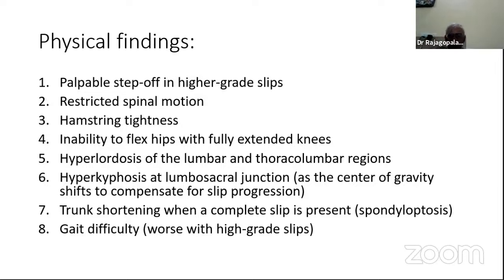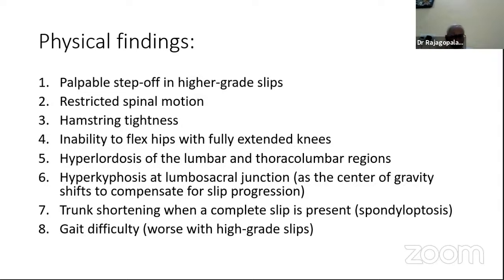Spinal movements will be limited. Why, will come later. Hamstring tightness is one of the important findings in the slip. How do you know that? You ask the patient to stand, keep the knees extended and bend forward, and she will not be able to flex at the hips.